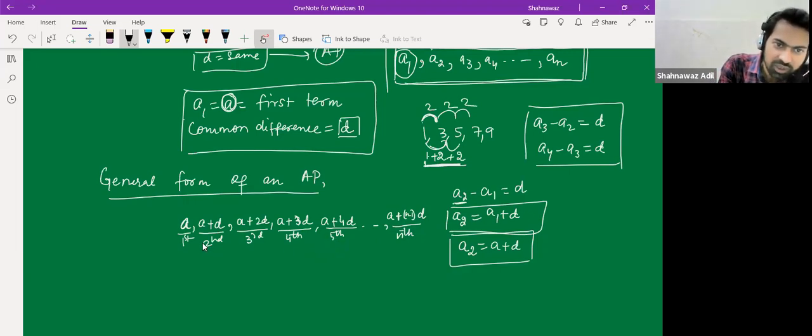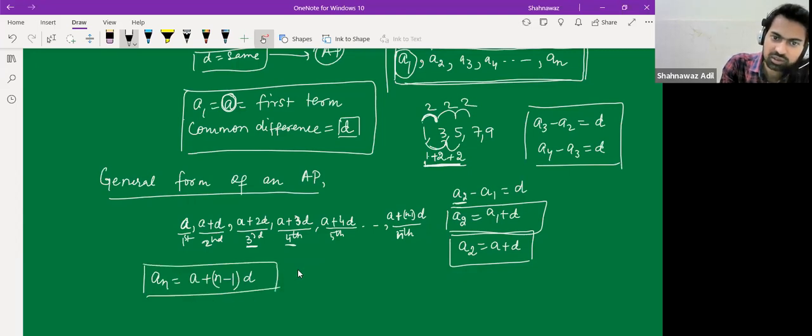So you can see from here, if I am calculating second term, here this is A plus 2 minus 1 into D. If I am calculating third term, this is 3 minus 1 into D. If I am calculating 4, this is 4 minus 1. So if I am calculating nth term, that would be n minus 1. Understood, guys? So this an would be A plus n minus 1 into D. So this is the nth term.